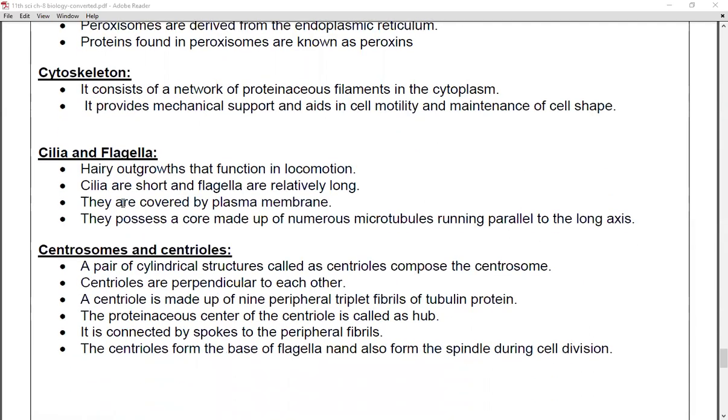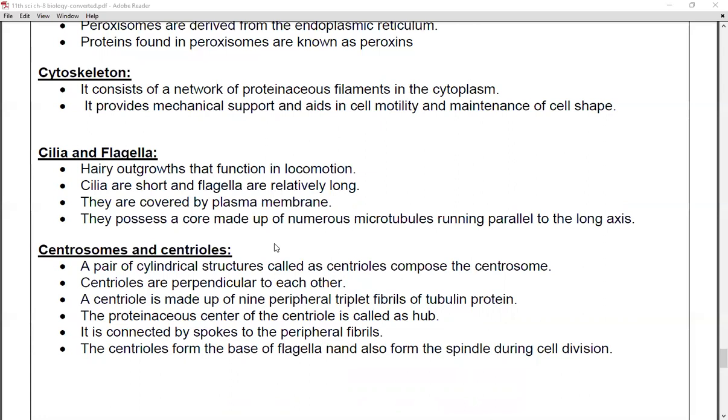Next are the cilia and flagella. These two function in the locomotion of the cell, right? They are hairy outgrowths that function in locomotion. Cilia are short and flagella are relatively long. Bacteria mostly contain flagella, while the paramecium contains cilia. So cilia are comparatively short outgrowths, and the flagella are comparatively longer in size.